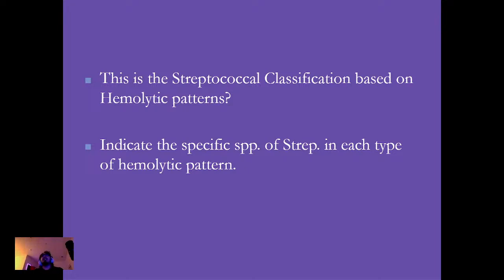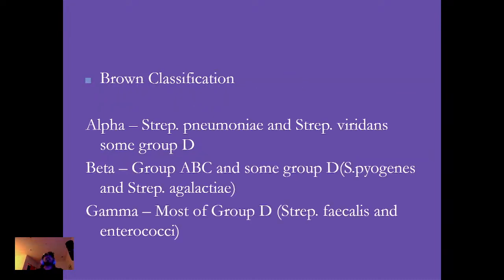This is the Streptococcal classification based on hemolytic patterns. It is known as the Brown classification. We base it on the alpha, beta, and gamma hemolytic patterns. Strep pneumoniae and strep viridans are part of alpha, and some group Ds are members of the alpha Brown classification, and the beta Browns are groups A, B, C, and some others. But what is most important for us is Strep pyogenes and Strep agalactiae. Gamma hemolytic streptococci are mostly group D, your Strep faecalis and enterococci, or Streptococcus faecalis and Streptococcus faecium.